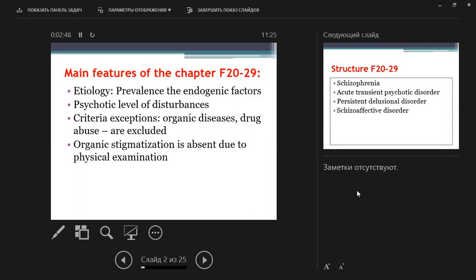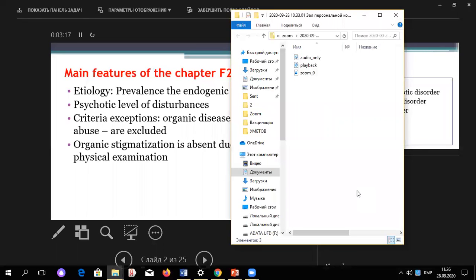Here we must exclude any organic pathology. Then we must exclude information that this man used different drugs, especially in the last time. Next, organic stigmatization is absent on physical examination. So we must confirm the absence of organic stigmatization, absence of any pathology on the MRI, on the electroencephalography, absence of liquor hypertension, absence of different convulsive waves on the electroencephalography, for example.